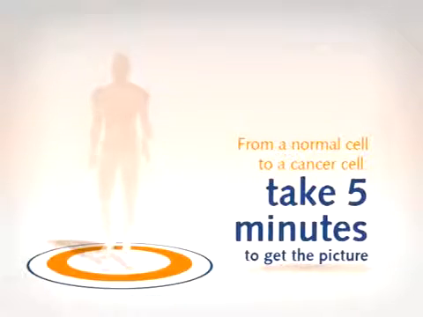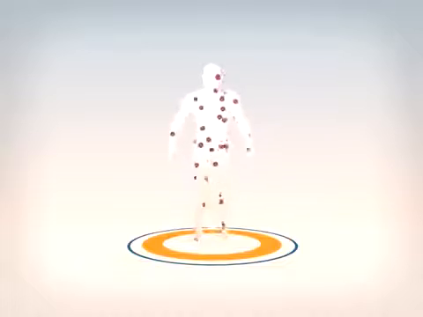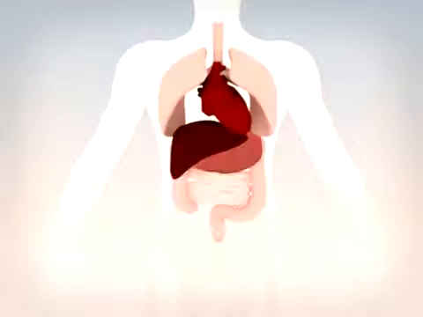From a normal cell to a cancer cell. Take 5 minutes to get the picture. More than 60,000 billion cells make up the human body. They are the units that form the tissues which make up our organs, like the liver, heart, and lungs.